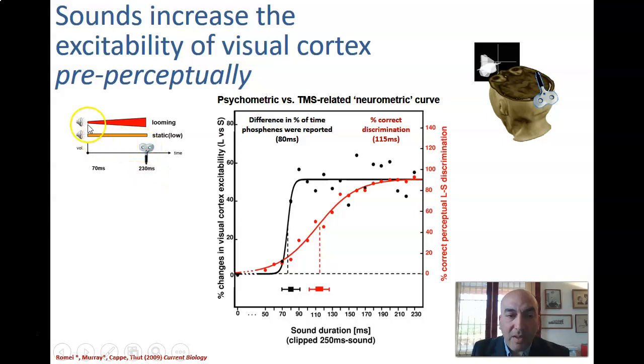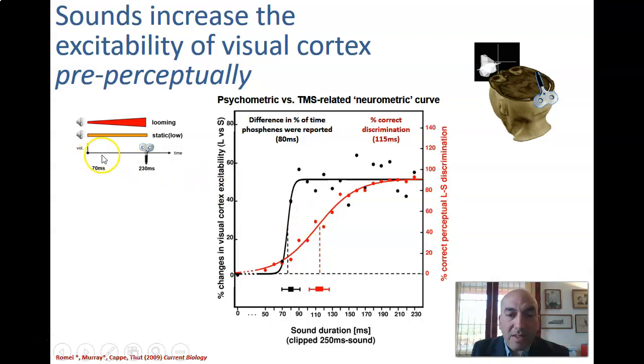And from that, we can know whether or not participants can accurately discriminate looming versus stationary sounds, as well as whether the probability of inducing a phosphene, that is the excitability of visual cortices, is sensitive to looming versus stationary sounds. What we observe is that the psychometric function gives a center across participants of 115 milliseconds.